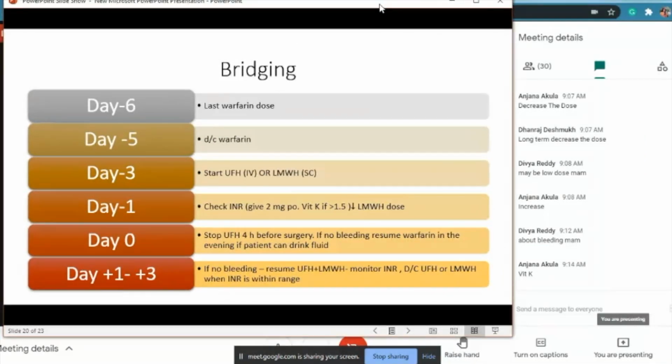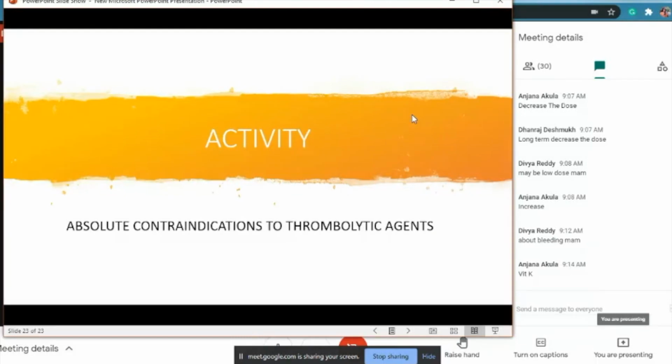Actually, there is a lot to study in this section itself. So that's all for today. I put an activity, but we already discussed this during the section, so I don't think you have to, but you can go with other. We discussed the absolute contraindications, but check for the relative contraindications and the other contraindications to the thrombolytic agents, and we'll discuss it tomorrow.